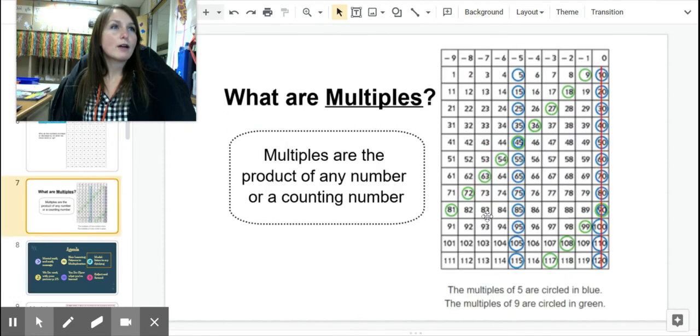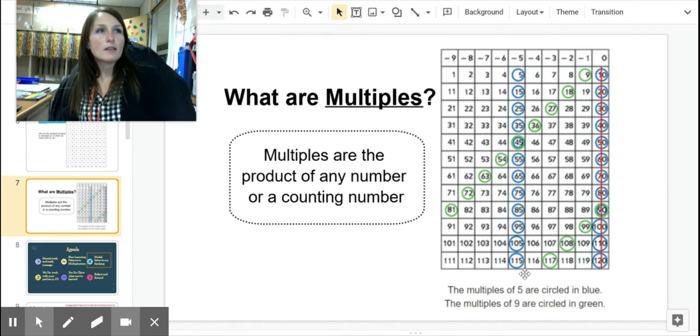So if we look here at this multiplication table, actually this is a number grid, sorry, but we're looking at the number grid here and looking at some multiplication. So going down, these are our times fives. These are all multiples of 5. Well, what's a multiple? Multiples are the products of any number and a counting number. So for example, if you times 5, those are in blue. So 5, 10, 15, 20, 25, 30, right? These are the multiples of 5.